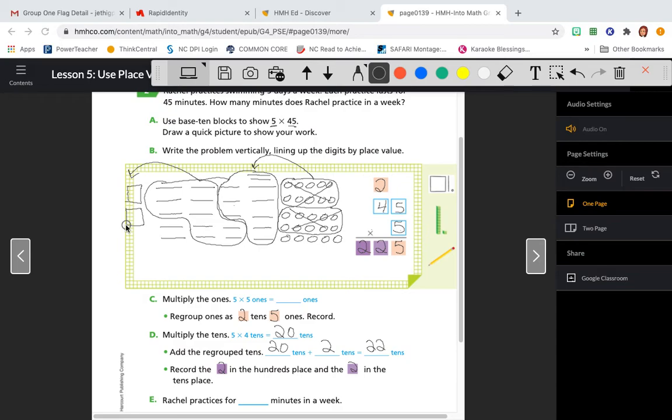So I want to make sure that my picture, base 10 blocks, represents what I have in my equation. So Rachel practices for 225 minutes. I want my answer to represent my problem as well, or my picture to represent my answer. All right, I want you to pause the video and I want you to do check understanding. Check understanding says to estimate and then find the product.